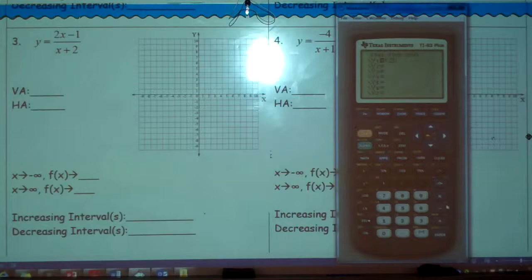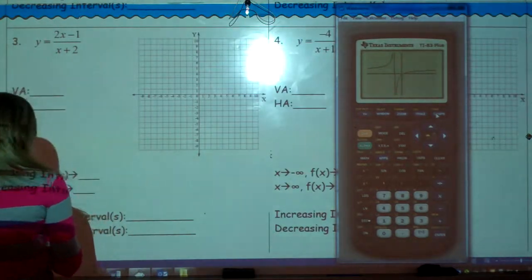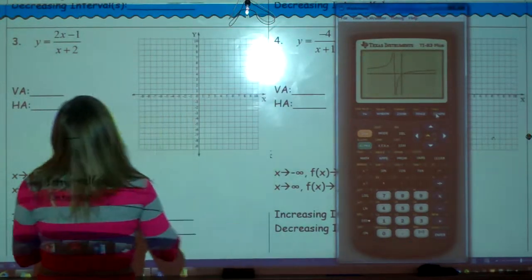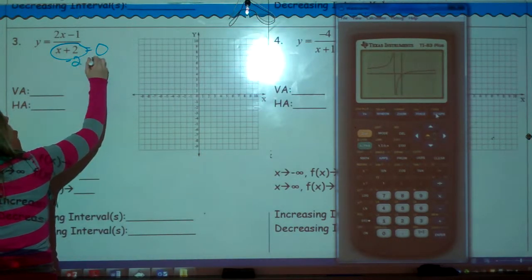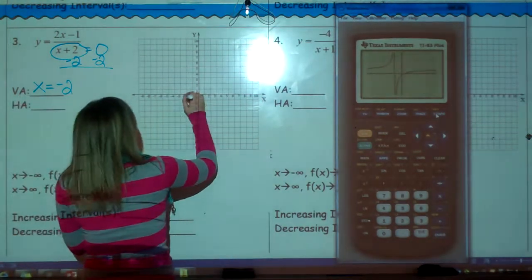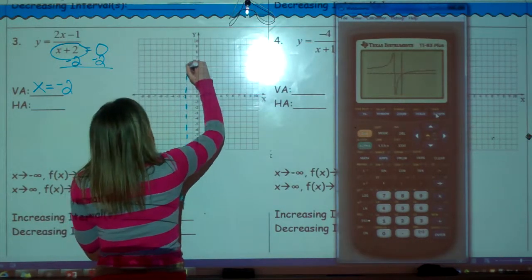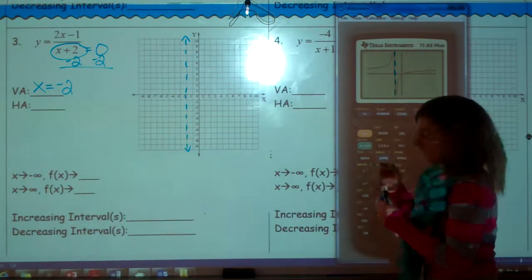Parentheses 2x minus 1 divided by parentheses x plus 2. Okay, so here's our curves. So to find the exact asymptotes, if I want the vertical, I'm going to look horizontal, so that equals 0. So I subtract 2 from both sides, and x is -2. Alright, so this line that we're talking about is at -2.